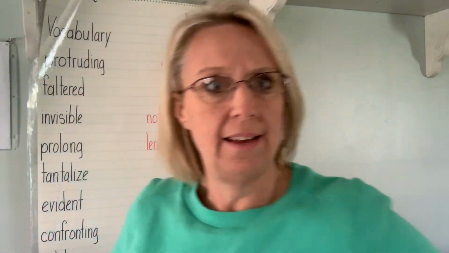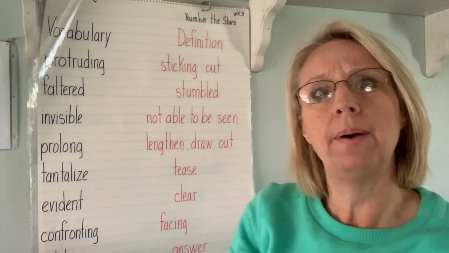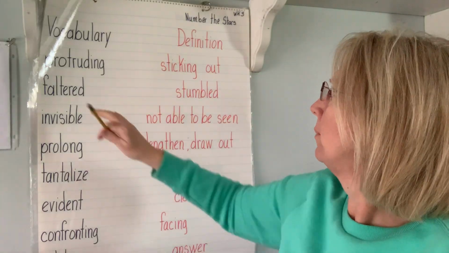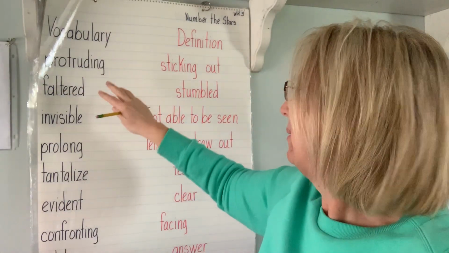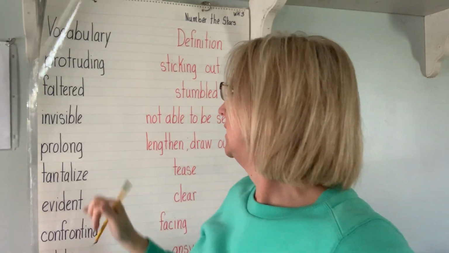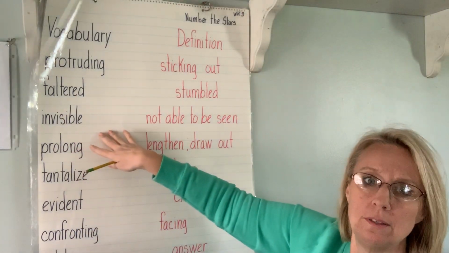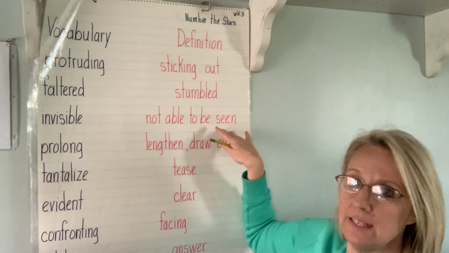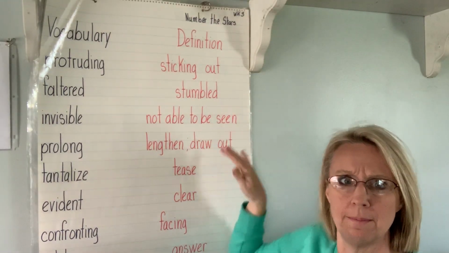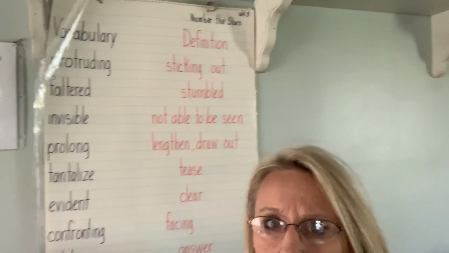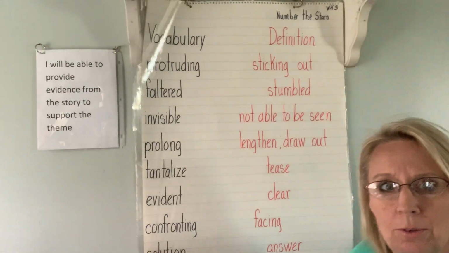With that being said, I want to very quickly go back over our vocabulary today. We have the right one up. We have protruding, which is sticking out. Faltered, which is stumbled. Invisible is not able to be seen. And right now, our end in minds are not able to be seen at all. Let's see if I can turn this a little bit. There we go.